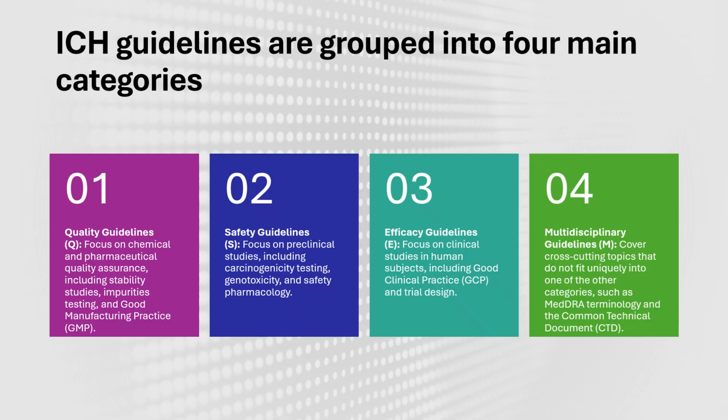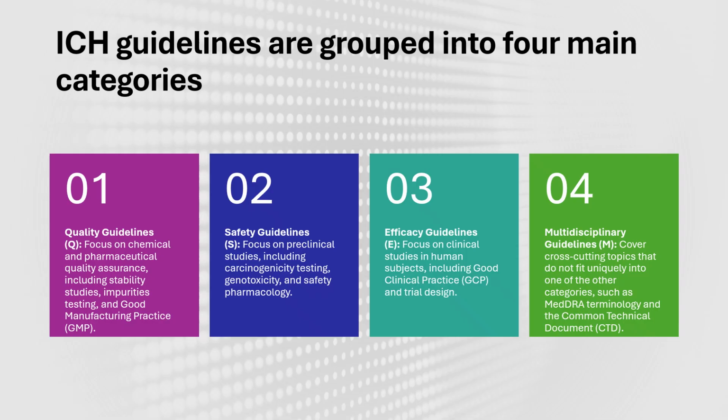that harmonize all of these things like adverse event reporting, safety signaling, then risk assessment, PSURs, pharmacovigilance planning, etc. All right. So if we focus on the quality guidelines, we come across the chemical and pharmaceutical quality assurance, including the stability studies, impurities testing, and the good manufacturing practices. Then we have the safety guidelines, which focus on the preclinical studies, including the carcinogenicity testing, genotoxicity, and safety pharmacology.